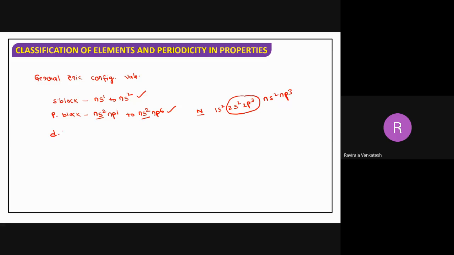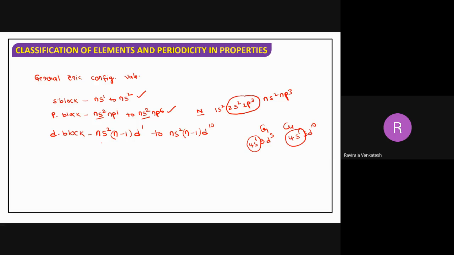Now, similarly, for D block, what is the general electronic configuration? In this case, you have to write ns2, (n minus 1) d1 to d10. That means d1, d2, d3, d4, d5, d6, d7, d8, d9, d10. ns2 is common. Only in the case of chromium and copper we get ns1. In chromium you get 3d5, 4s1. In the case of copper also we get 4s1, 3d10. Only in these two cases we get 4s1. In all the remaining cases, we get 4s2 only, right?